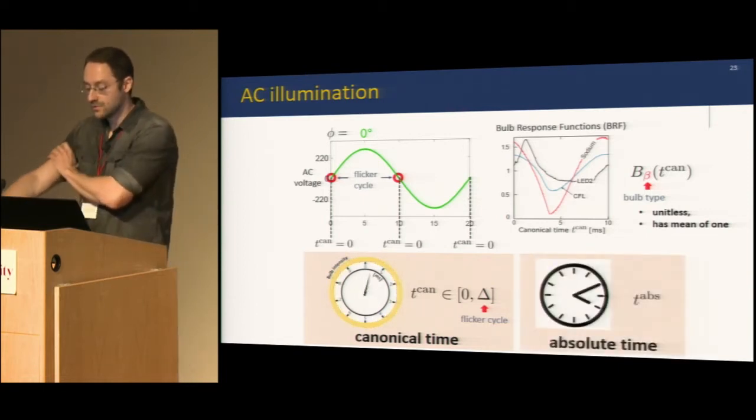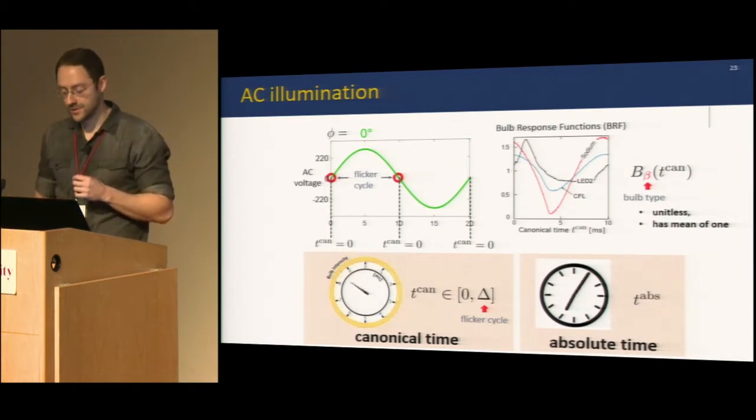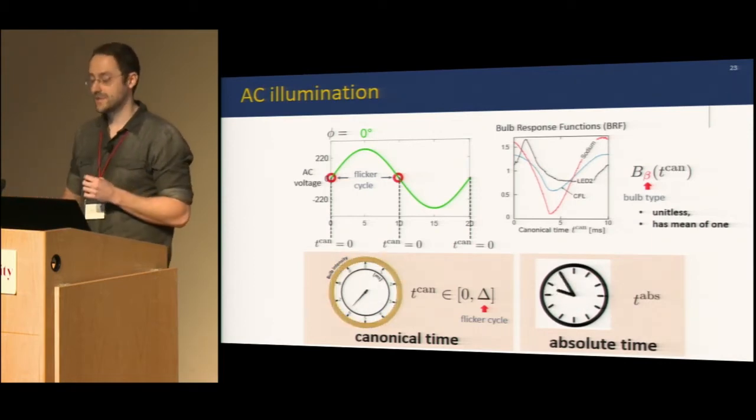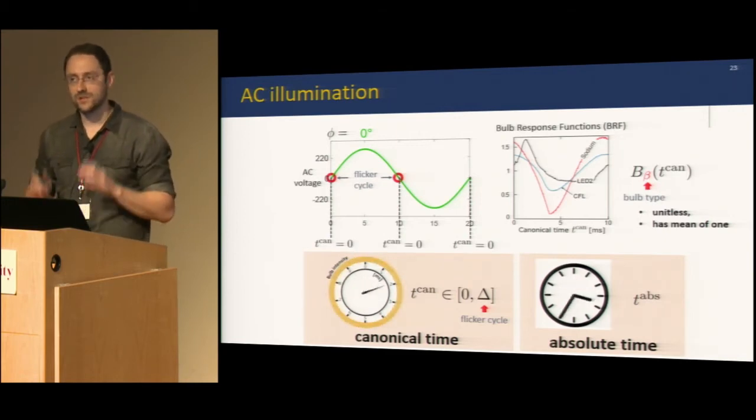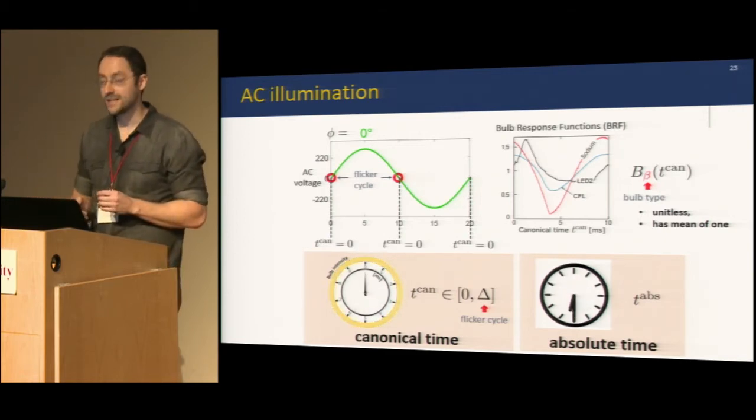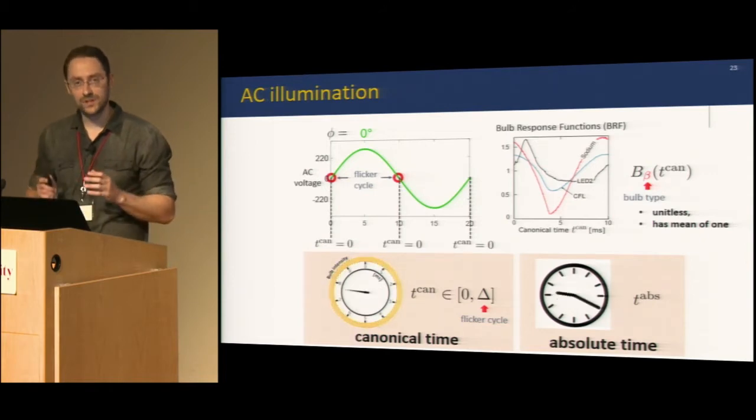Additionally, we will also use the standard time definition, which we denote by T-abs. So, just to make this clear, absolute time is the regular time we are familiar with, and canonical time is the time within the flicker cycle.